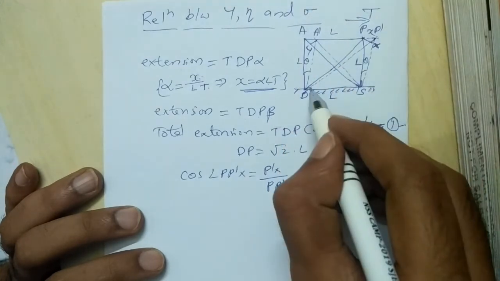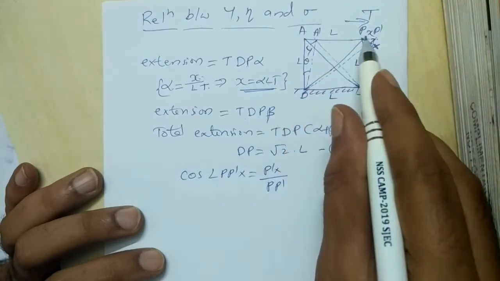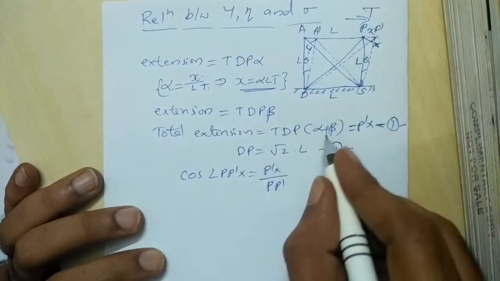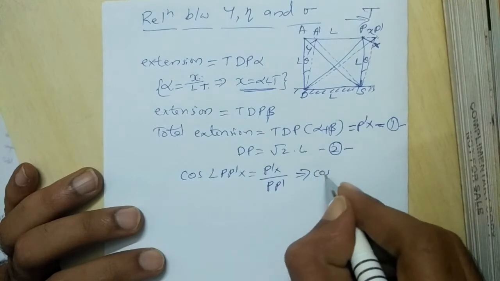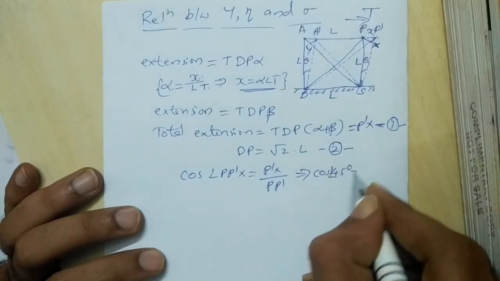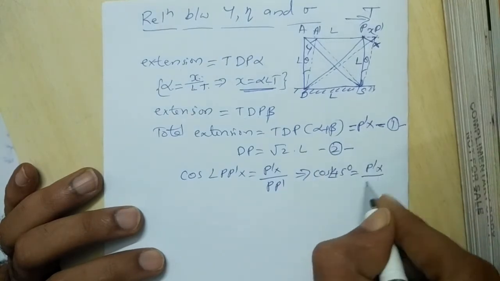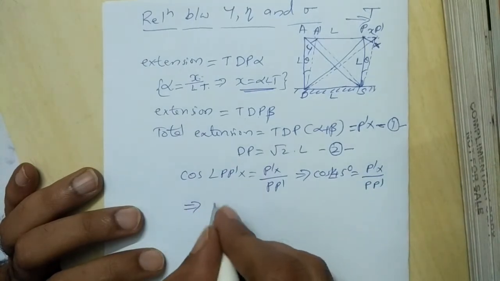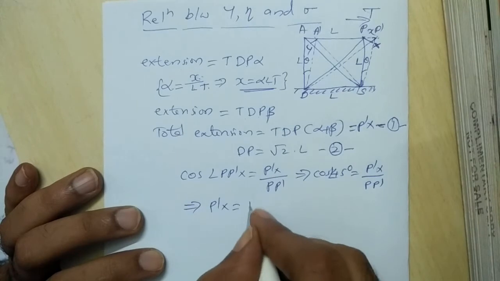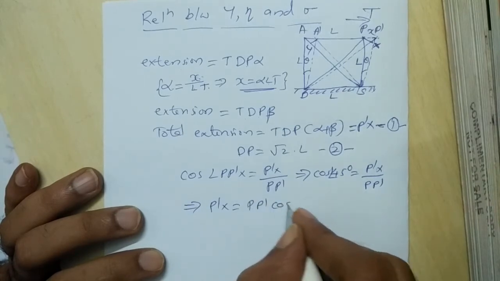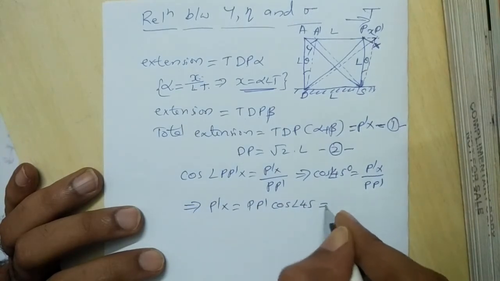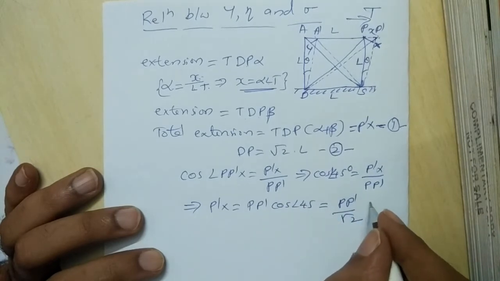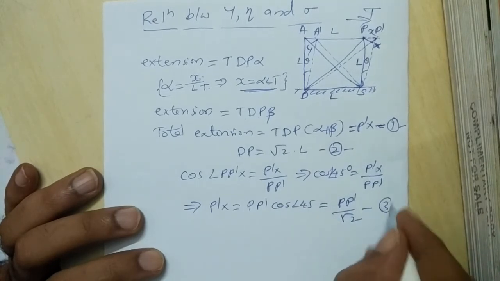But angle APD, since this angle APS is 90 degrees, APD is 45 degrees. So that implies cos 45 degrees is equal to P'X divided by PP', or P'X equals PP' into cos 45, which is equal to PP' by root 2. We have once again already discussed this. So this is equation number 3.